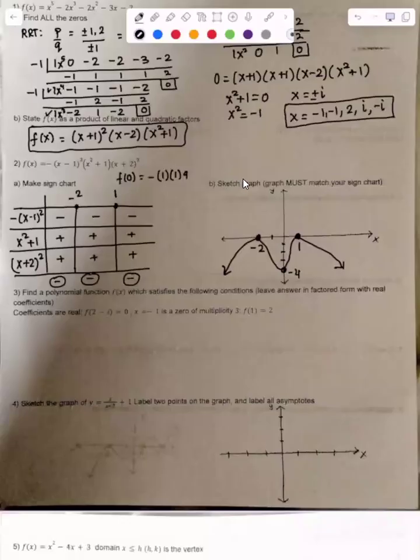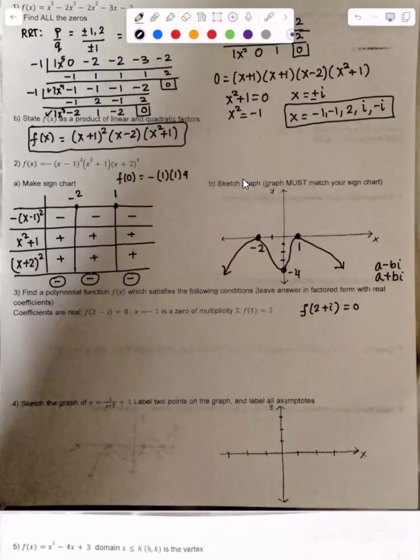That means if there are any non-real zeros, they must come in conjugate pairs. So 2 minus i is non-real, so that is a 0. So that means 2 plus i. Because remember, the conjugate of a plus bi is a minus bi. So 2 plus i must also be a 0.